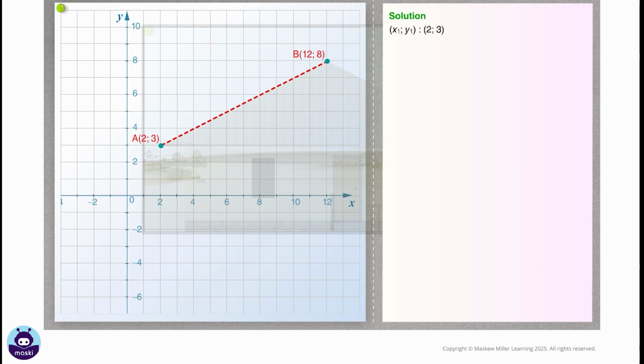Here, (x1, y1) is equal to (2, 3) and (x2, y2) is equal to (12, 8). Gradient is equal to (y2 minus y1) over (x2 minus x1). Gradient is equal to (8 minus 3) over (12 minus 2) is equal to 5 over 10 is equal to 0.5.